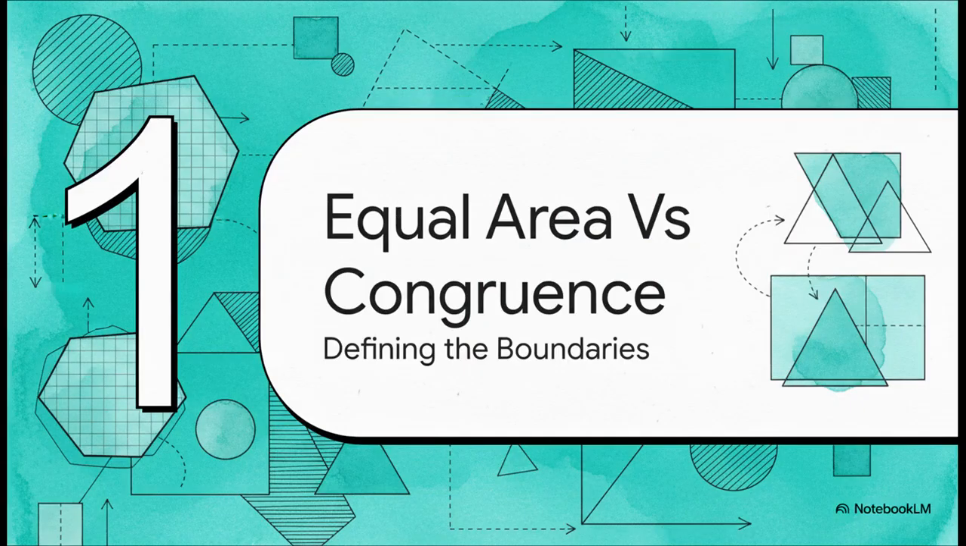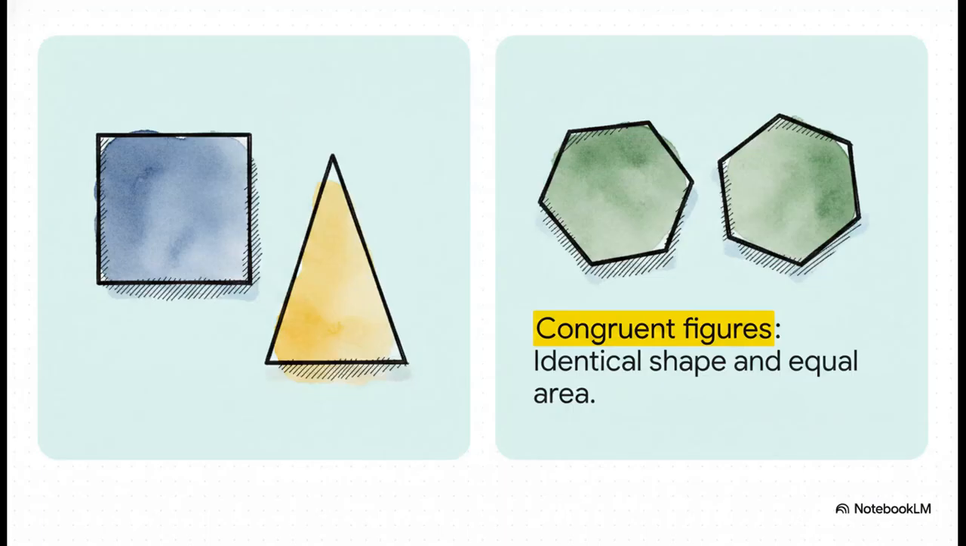All right, let's kick things off with Section 1, Equal Areas versus Congruence, defining the boundaries. Before we literally start sliding shapes around, we need to set the ground rules on how we actually measure them. A massive misconception here is that shapes have to look identical to be equal. They really don't. Equal figures just mean they take up the exact same amount of 2D space. Their area is the same.